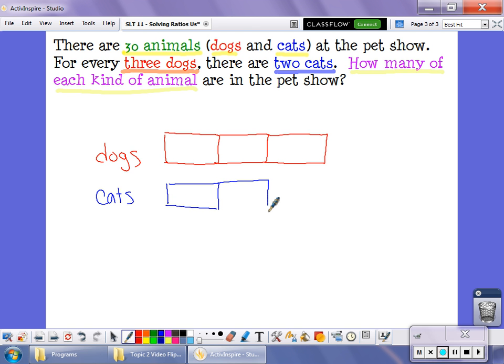Now this is a ratio. This is a 3-to-2 ratio. This doesn't represent everybody, but it's our ratio. In this ratio, we can see that there are 5 parts. 1, 2, 3, 4, 5. And we know that our 30 animals are going to be broken up into 5 equal parts, which means each part is going to have 6 animals. Okay, now if I add these up, 6 plus 6 is 12, 18, 24, 30. So I know I have all my animals there.